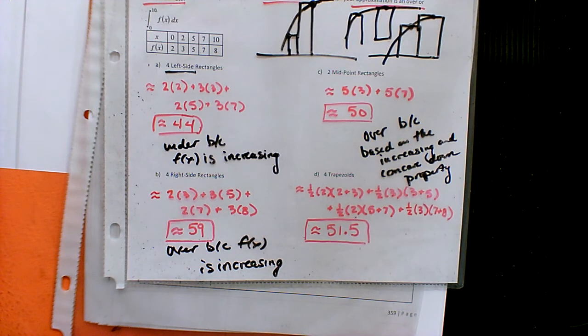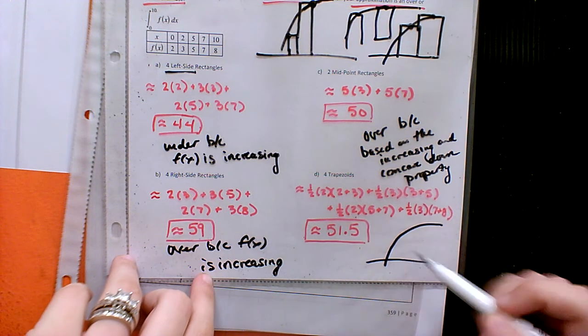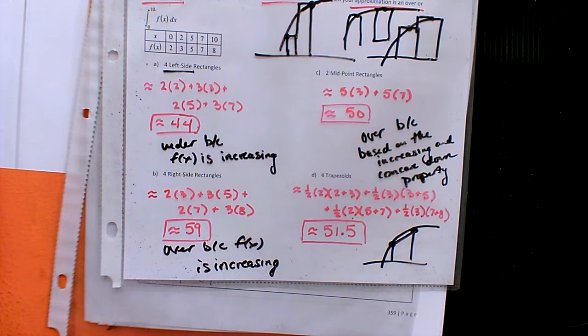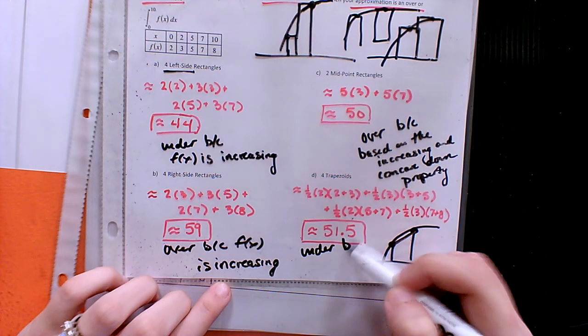What about if we drew a trapezoid? Under, okay. So point here, maybe point here, bases, connect the points. Definitely under. Yeah. If D was under, wouldn't C have to be under because it's less than D?